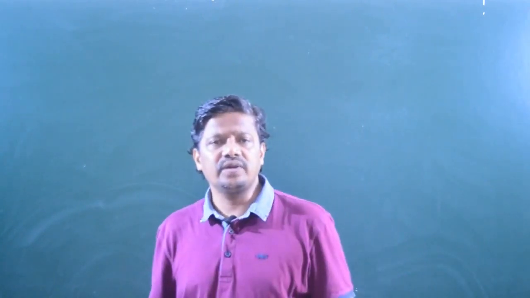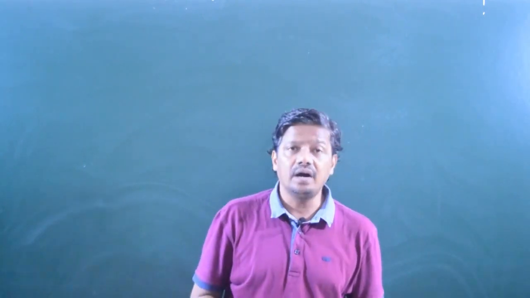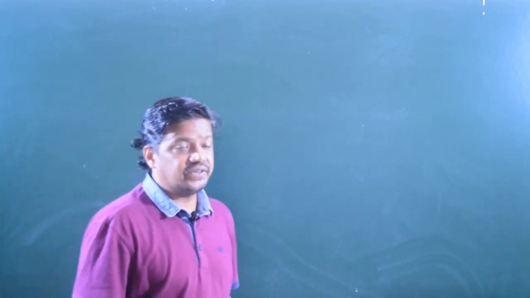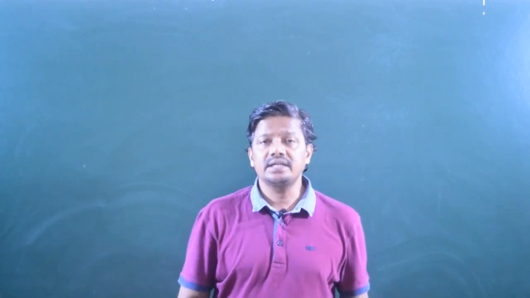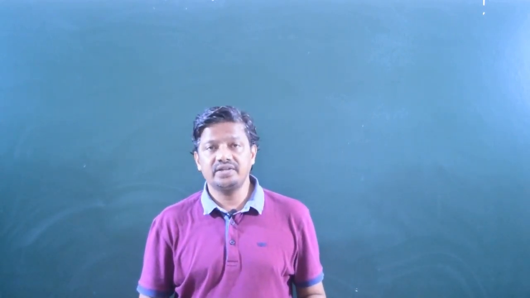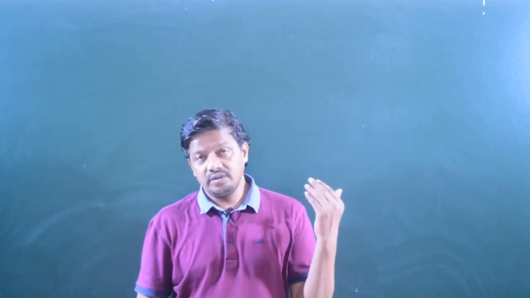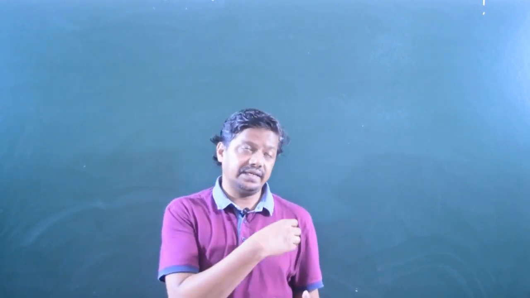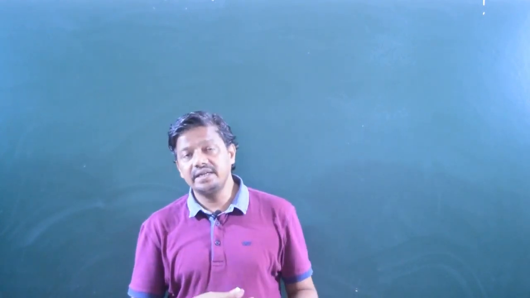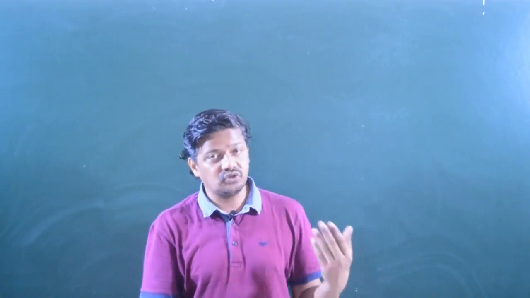Hello dear students, today we have to do the parallelogram law of vector addition. It is one part of the laws of vector addition. The first part is the head and tail rule of vector addition. In the head and tail rule, the head of the first vector is connected with the tail of the second vector, the head of the second is connected with the tail of the third, and so on.